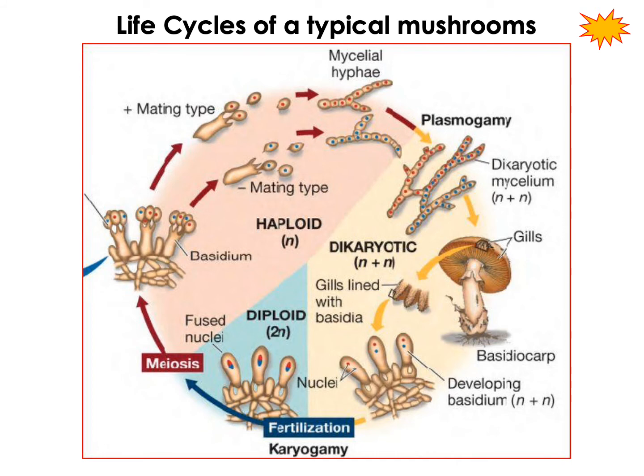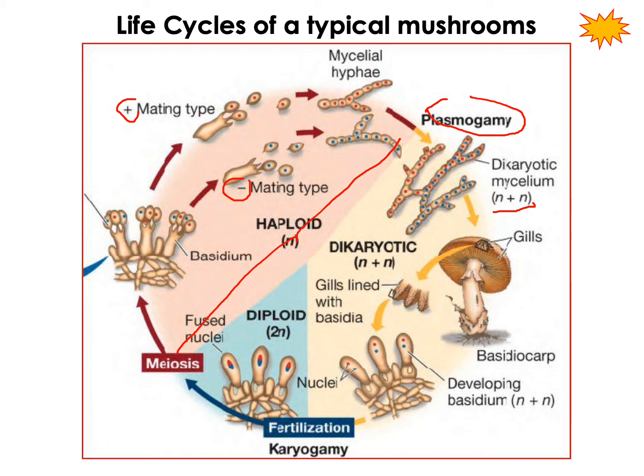Okay, another one, same thing. This is the life cycle of the typical mushroom. They have the mating types, plus and minus. This is all in the haploid stage: mycelia, hyphae, then we go to plasmogamy. Then it becomes the dikaryotic hyphae stage, N plus N.